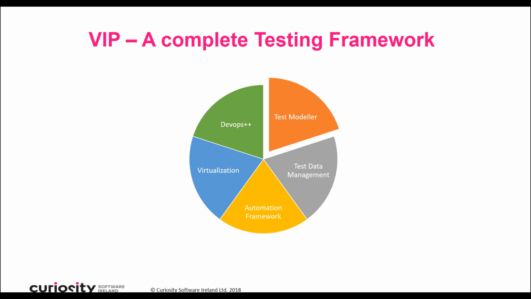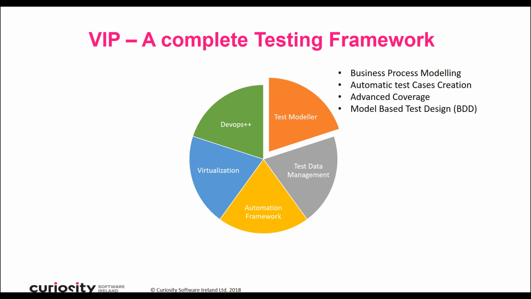VIP is a complete and customizable testing framework that has 5 major components. The first is Test Modeler, a SaaS-based BPMN tool to model processes. It will automatically identify the optimum set of test cases using advanced coverage techniques, and it can directly support model-based design or BDD or TDD.